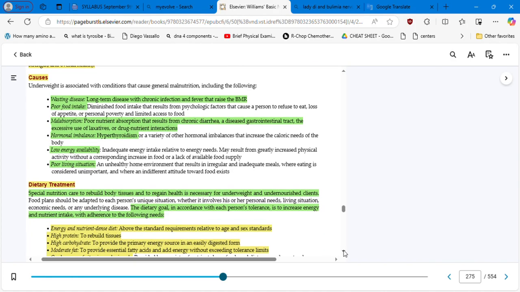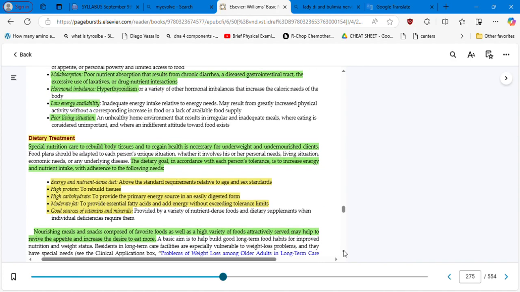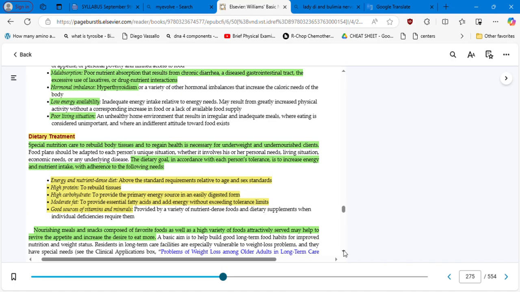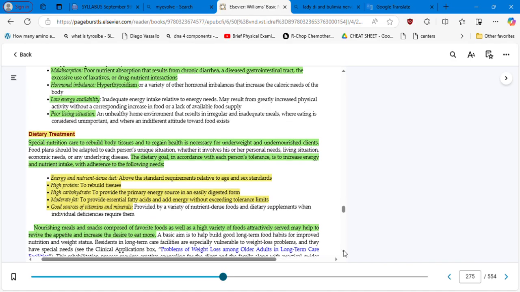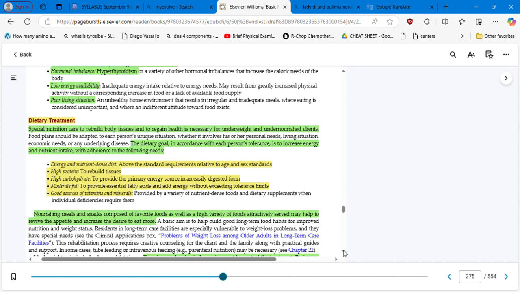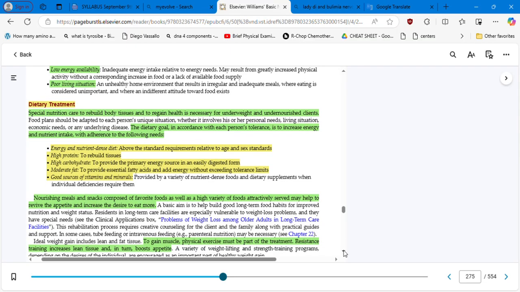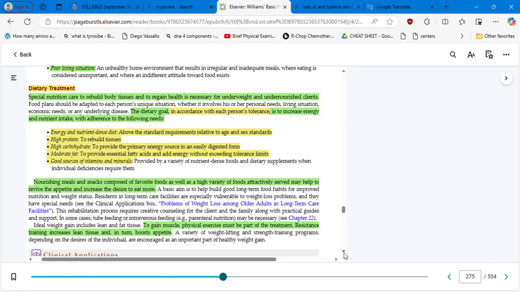Those are the causes for underweight. Dietary treatment, special nutrition care to rebuild body tissues and to regain health is necessary for underweight and undernourished clients. So the goal, in accordance with each person's tolerance, is to increase energy and nutrient intake. That's why, again, all treatments must be individualized, not using a general algorithm. So, an energy and nutrient dense diet above the standard requirements relative to age and sex standards.